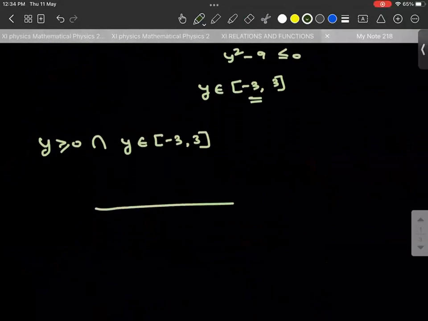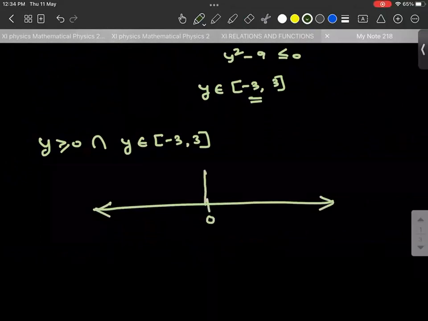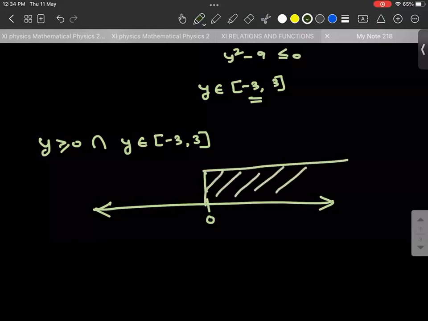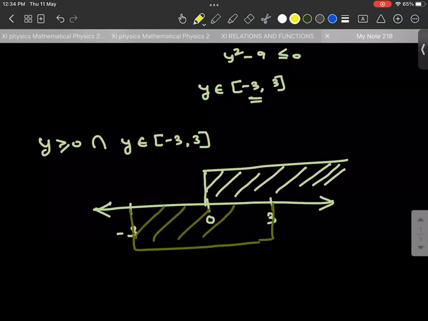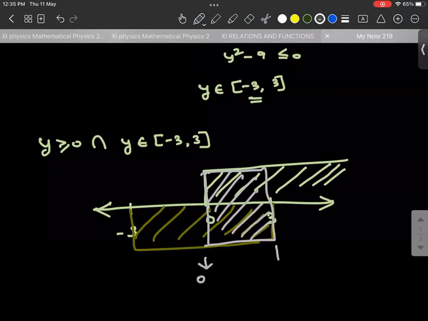The meaning of this is, if I draw a line like this, this is 0. Y greater than or equal to 0 is this region. Y belongs to minus 3 to 3 is this region. Among these, which region is common? What is this number? 0. What is this number? 3. So that is why it is 0 to 3.